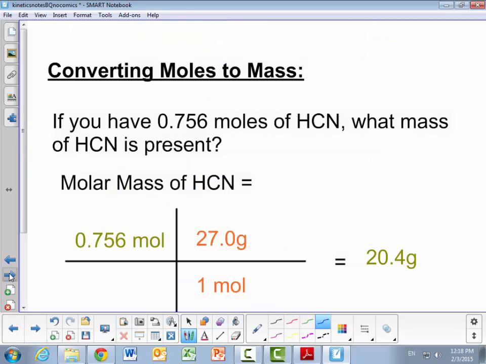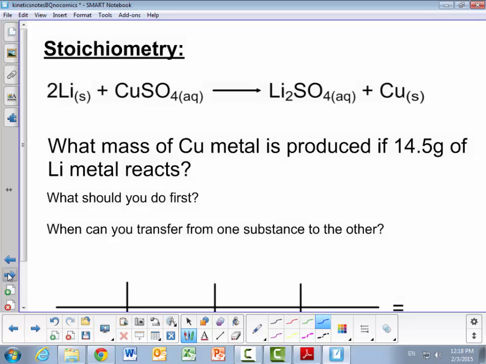Moving on, we're going to do an example of stoichiometry. Stoichiometry is an entire unit you did in Chem 11, and it's all about finding how much of something you have if you have data on another substance in the chemical reaction. So let's look at this question. What mass of copper metal is produced if 14.5 grams of lithium metal reacts? So 14.5 grams of lithium reacts. How much copper metal can we make from that?